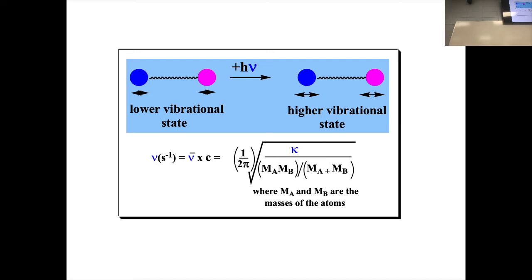And again, it comes down into Hooke's law, where we have the mass of atom A and the mass of atom B. Don't worry about why the math looks the way it does, but basically it's just dependent on the masses and the force constant. Okay?